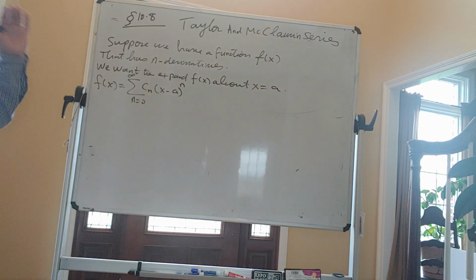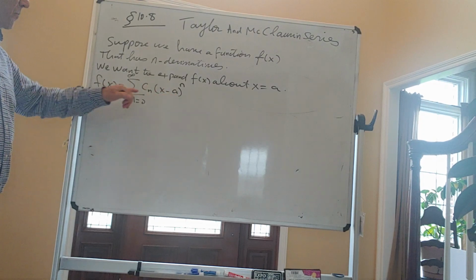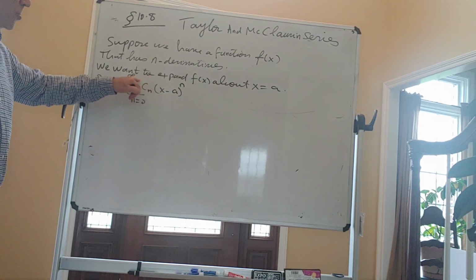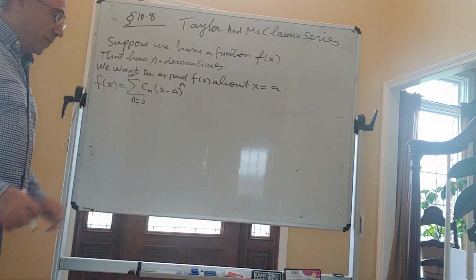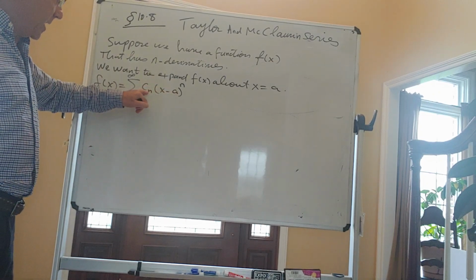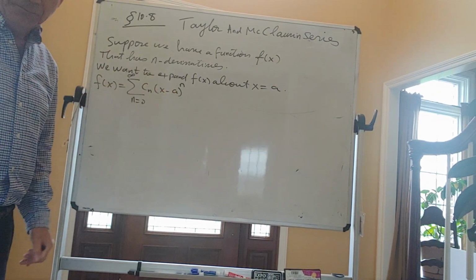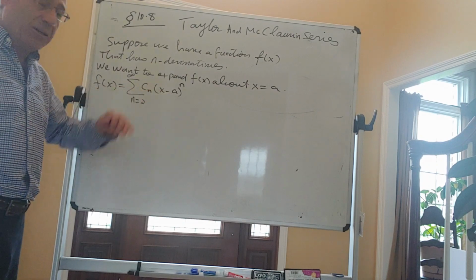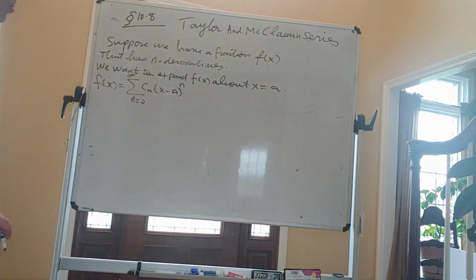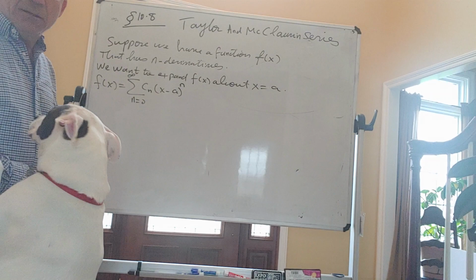So this is what it means. Now, the book uses a_n. It's very confusing to use a here and a_n here, since they are two different things. So I'm going to use c_n times (x minus a) to the power n. So those are the coefficients.